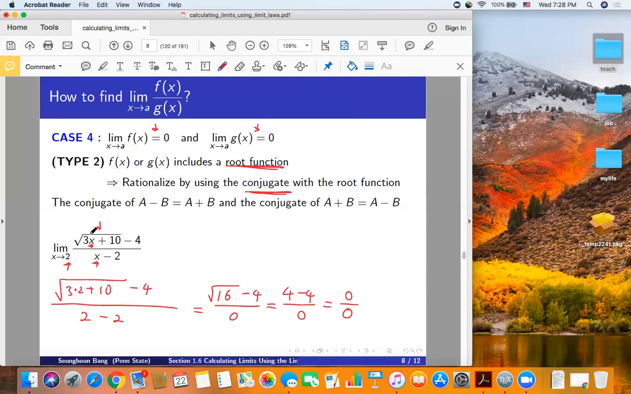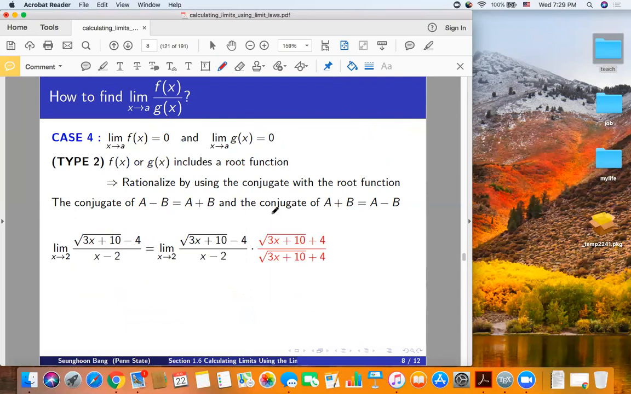So be really careful. In this case, this whole square root is like root of a, and the 4 is root of b. So it is exactly a minus b, and the conjugate is a plus b. The square root of 3x plus 10, don't change the inside of the square root. Only change here. Yes, this is the conjugate. So how can you do that? You multiply the top and bottom by the conjugate.